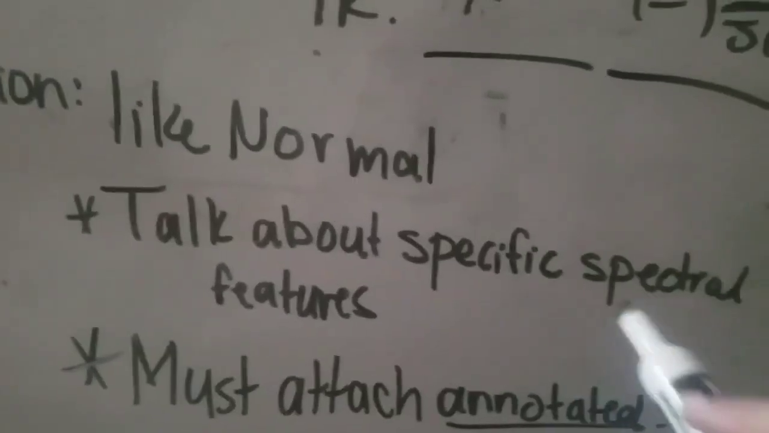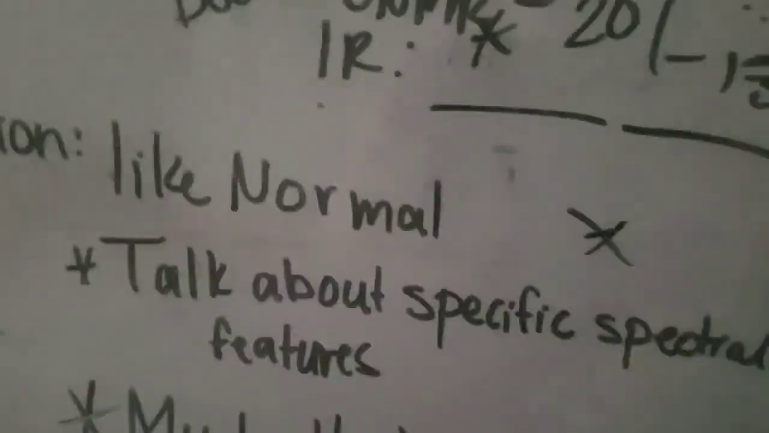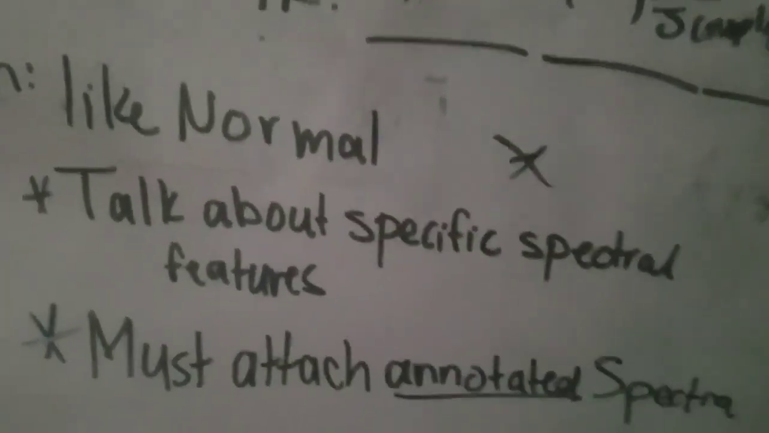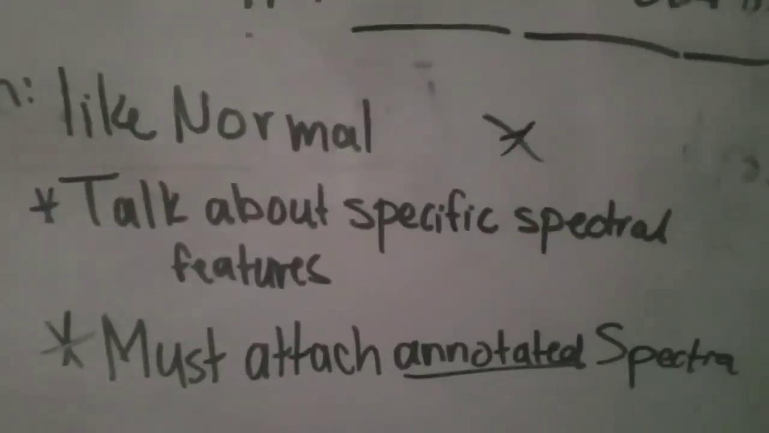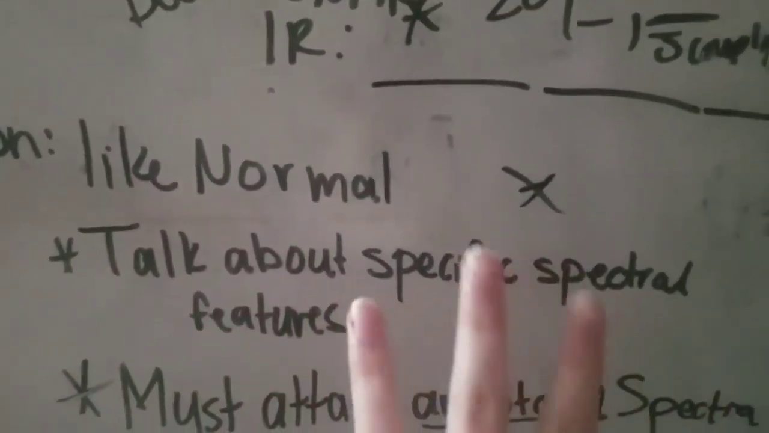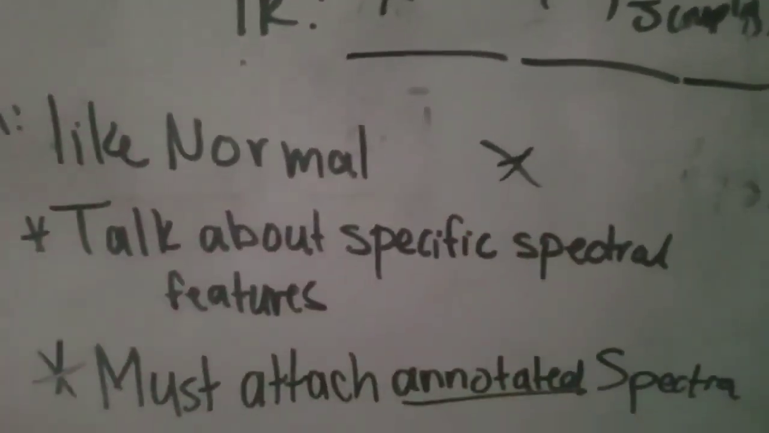So that should be what your conclusion is about. So you're not going to have data, you're not going to have yield, you're just going to talk about the spectral features that are specific for that compound. And then you must attach your annotated spectra, all the 3 NMR-IR for aspirin, acetaminophen, and caffeine each.